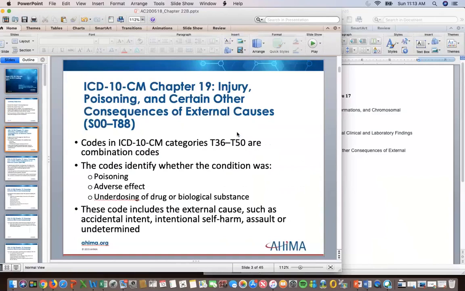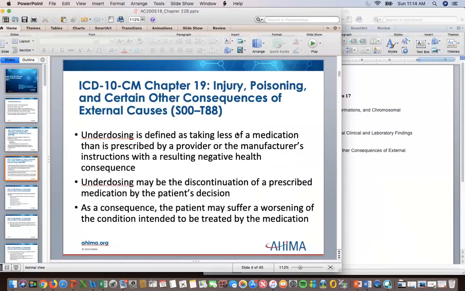So we have S00 to T88 as the codes, and they talk a little bit about the combination codes. Identify whether the condition was poisoning, adverse effect, underdosing, or of a drug or biological substance. These codes include external cause such as accidental intent, intentional self-harm, assault, or to be determined. So again, that's something that you're going to need to know from the chart. Was it an attempted suicide, just an overdose where maybe a child got into something, etc.? How were they poisoned by that? Or maybe they took a drug correctly and it caused a poisoning.